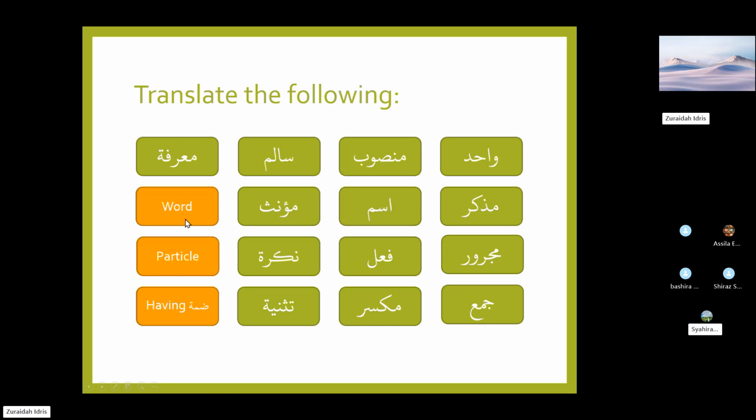Okay, what about word? This was the first thing we did. Kalima. Particle? Harf. Oh, good. And having dhamma. Marfu. Alhamdulillah. See, not that bad, isn't it? You don't have to study for it either.